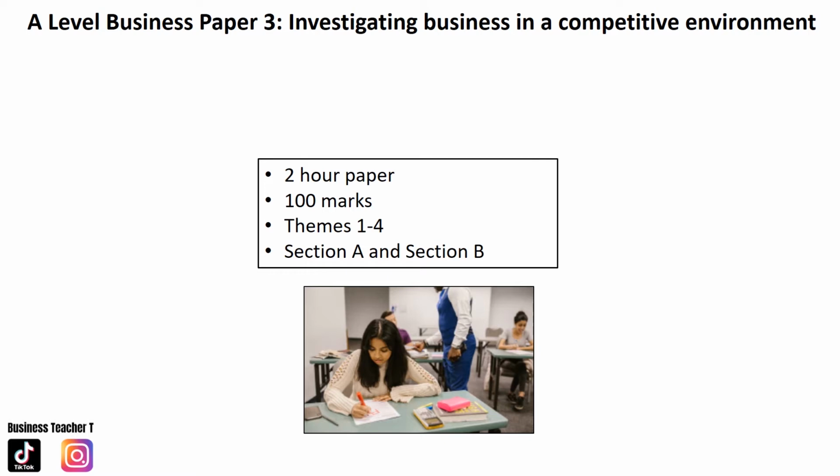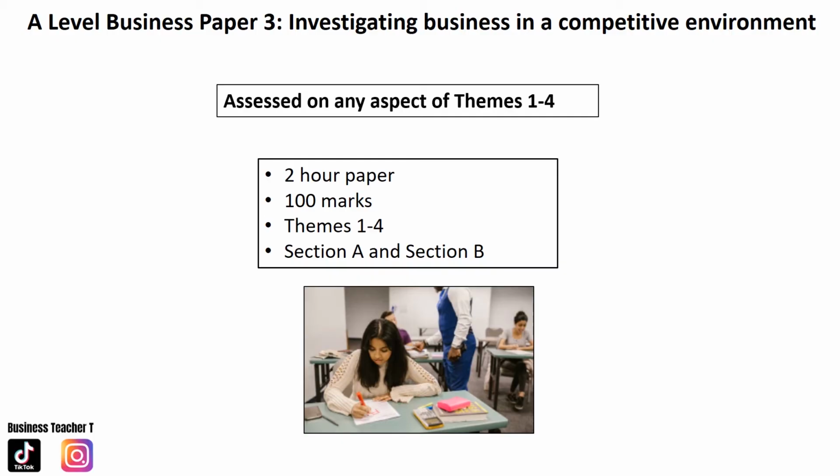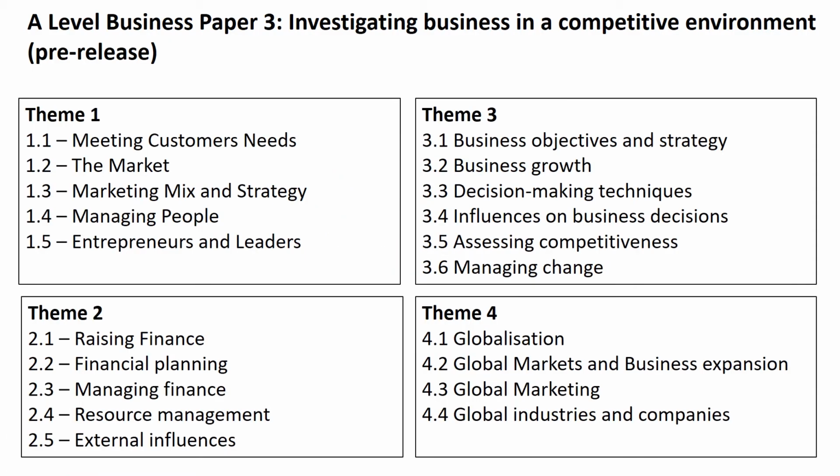Paper 3 is a 2-hour paper. There are 100 marks available and you can be assessed on theme 1, 2, 3 or 4. You have 2 sections in your paper, section A and section B. As paper 3 assesses your knowledge and understanding of all themes, it means that you will need to work across all areas of the specification. You will need to at times be able to link certain topic areas from one theme to another theme in your answer.